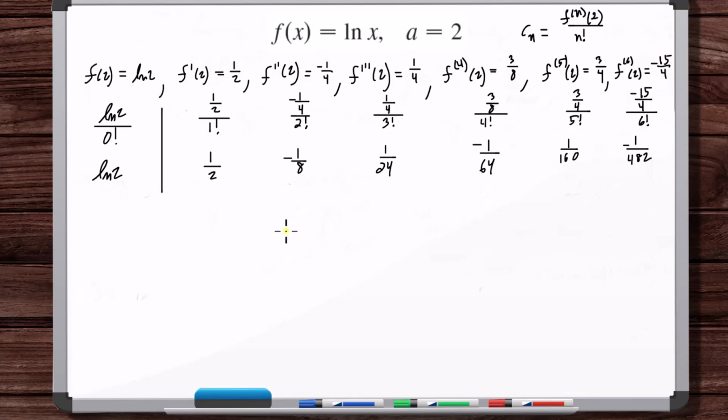Okay, so C sub n is, for the numerator, it's going to be minus 1 to the, and we're going to start the sum at n is equal to 1, so this is going to be n minus 1. Okay, and then over n times 2 to the n. Okay, so let's actually bring this over here.